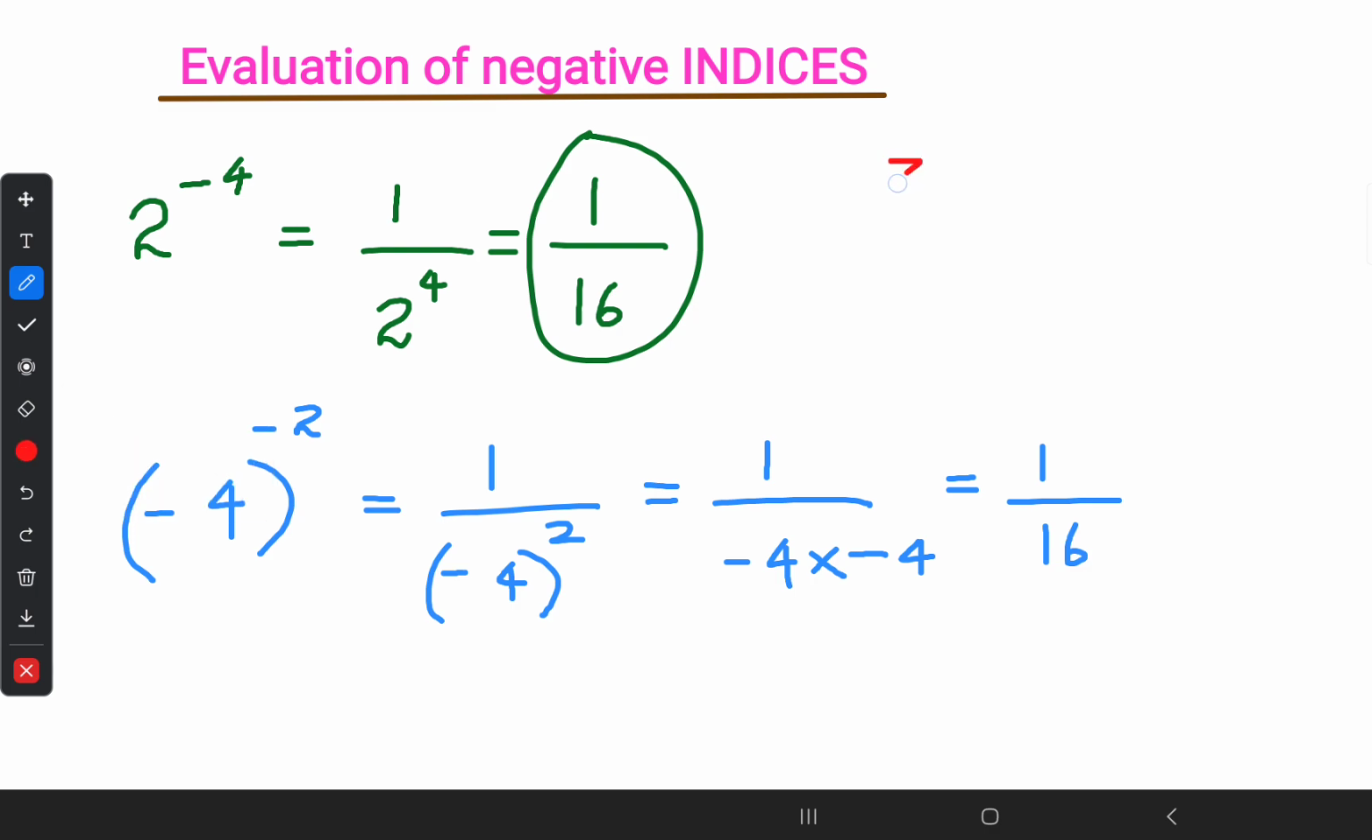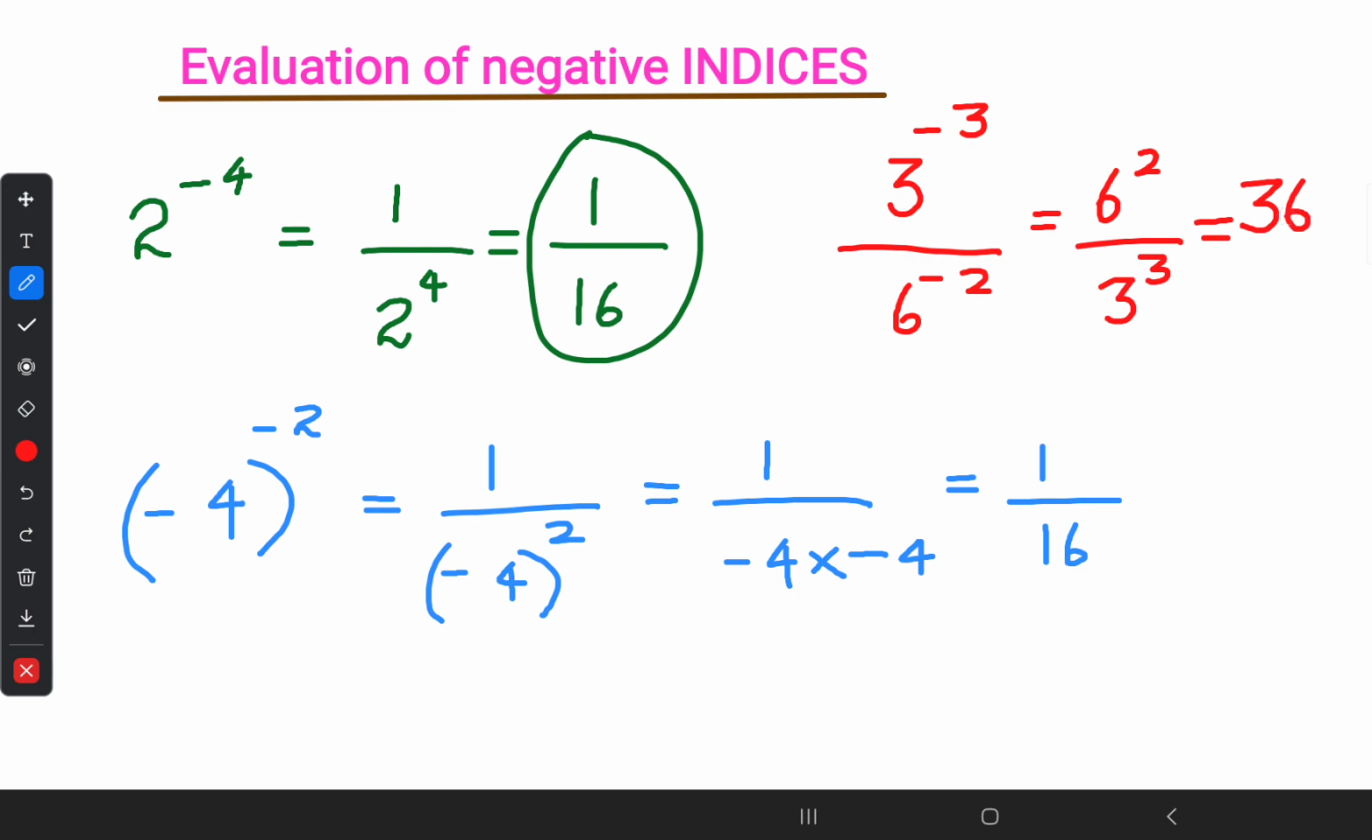In the third one, 3 with the power of negative 3 and 6 with the power of negative 2. So I'll bring 6 with the power of 2 up and 3 with the power of 3 down. 6 power of 2 means it's 36. 3 power of 3 means 3 into 3 into 3 is 27. Then you can simplify this furthermore, by using number 9. It is 4 upon 3. Since it is an improper fraction, you cannot leave the answer as it is. You should convert it to the mixed fraction to give your answer properly.